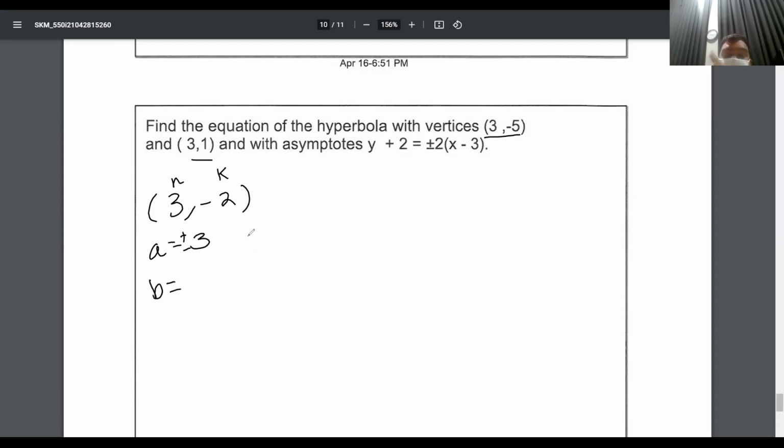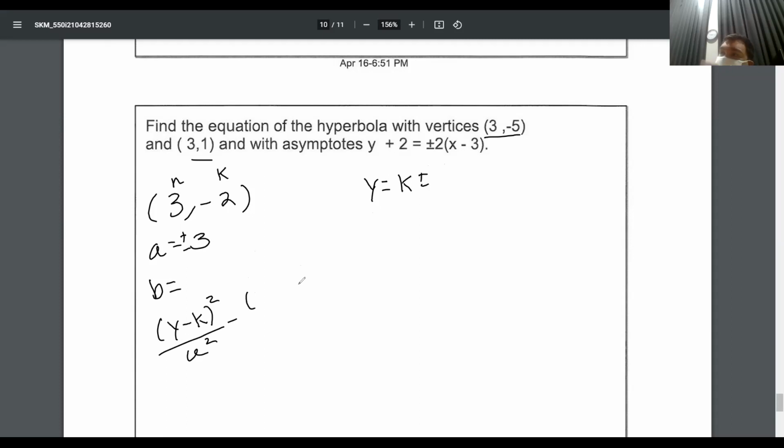Now the B is the question. How do we find B? Well, I know my general asymptote formula, K plus or minus. Oh, first I should identify, is this horizontal or vertical? Vertical, good. So that's going to be y minus K squared over A squared.